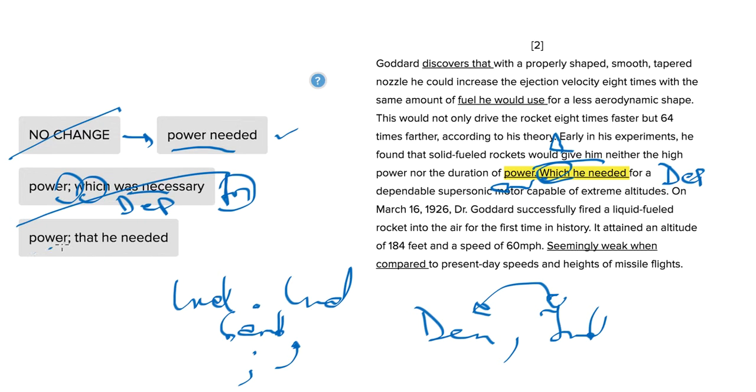And the last answer choice here, power semicolon, that he needed for a dependable supersonic motor. So same deal here. And actually, you could interpret the word that here to be some sort of object. And in that interpretation, which is stretching it a little bit, if you say he is a subject, needed is a verb, and the object is what he needed, like that he needed for a dependable supersonic motor capable of extreme altitudes, that would be an independent clause, but it's not the meaning that is actually implied by the passage, suggested by the passage. More importantly, it's not as concise as power needed, and it's not in the order that we usually want.